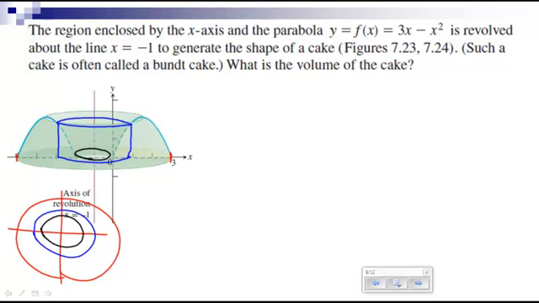Okay, so the bump cake is coming out of the board, right? And this cylinder is embedded in the bump cake and it comes out of the board too.